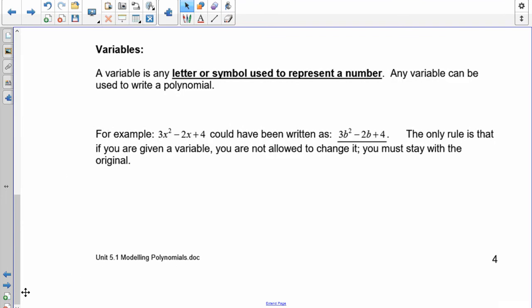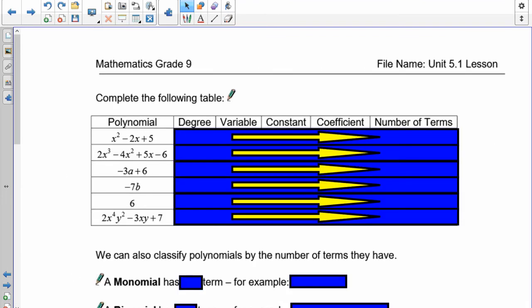Okay. So now what we want to do is a little bit of testing to see if you know what you're doing. So the first one we're going to do here is polynomials in the first column, and what I want you to do is to determine the degree, variable, constant, coefficients, one or more, and number of terms that are there. Okay, now you may not have a constant either. So let's take a look at the first one. I'm going to do the first one with you.